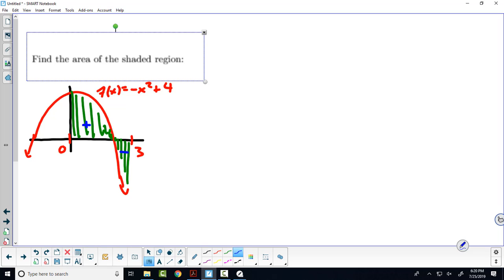Okay, so what am I asking you to find? I'm asking you to compute the definite integral. Fill out the rest of it. You fill out the rest. Check with your neighbor.